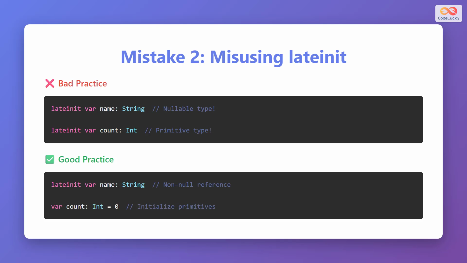Another common mistake is misusing the lateinit keyword. The lateinit modifier tells the compiler that a property will be initialized later, before it's used. However, lateinit has specific restrictions. You cannot use lateinit with nullable types because the whole point of lateinit is to avoid nullability. Similarly, you cannot use lateinit with primitive types like integer because primitives cannot hold a null value internally to indicate they're uninitialized. For primitive types, always initialize them with a default value immediately. Use lateinit only for non-null reference types that you're certain will be initialized before access.